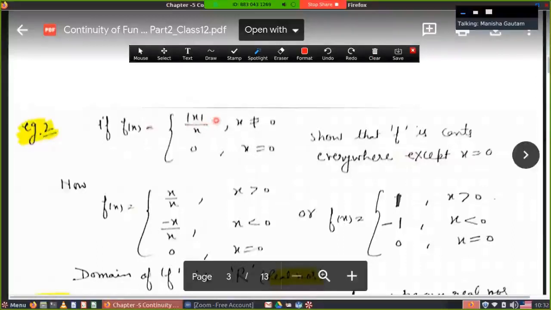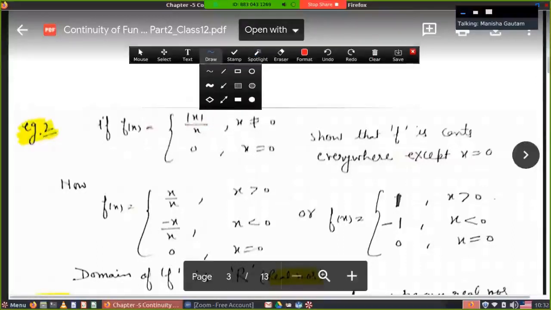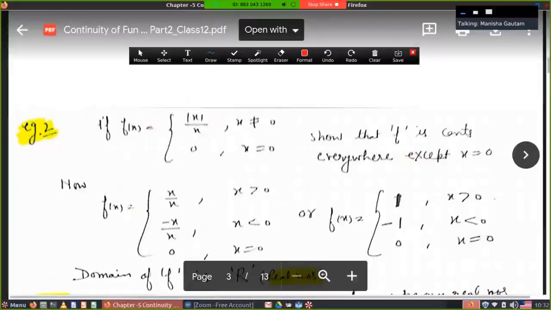Now, as you know, in the previous class you have studied that, what is the mod x? Mod x is equal to x if x is greater than or equal to 0. It is minus x if x is less than 0. Now here I have separated the function. When I am taking x greater than 0, I have to put mod x will be x. I have put here x. x upon x, it comes out to 1.